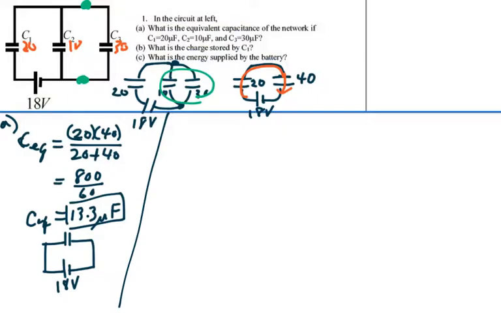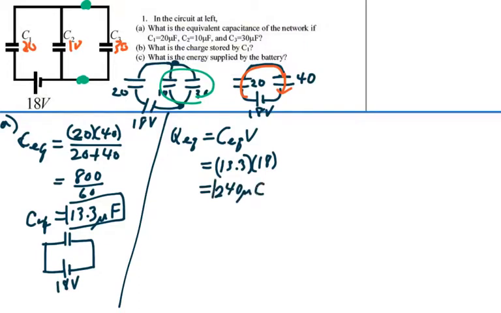Part B, what is the charge stored by C1? Well, the only thing we know the voltage on is the equivalent capacitance. So we can calculate the charge on the equivalent capacitance. That's equal to CV, or C equivalent times its voltage. And so that would be 13.3 microfarads times 18 volts, which will give us 240 microcoulombs. Now that is the charge on this equivalent capacitance here.